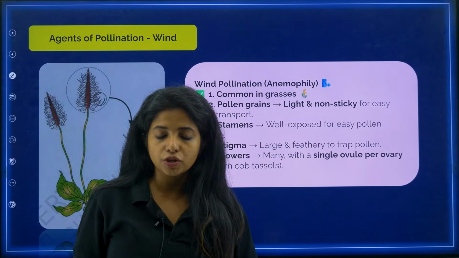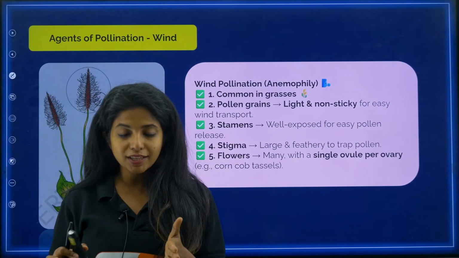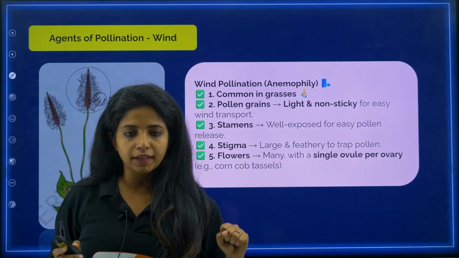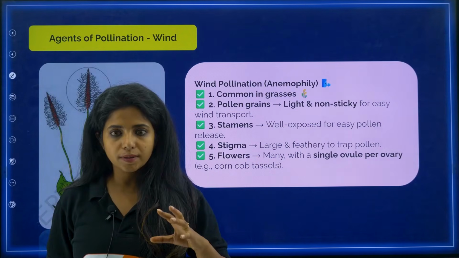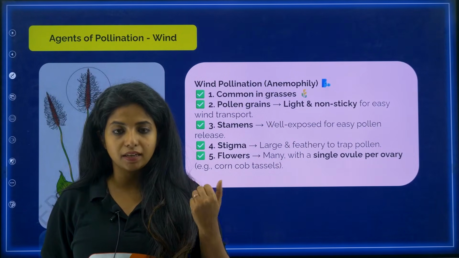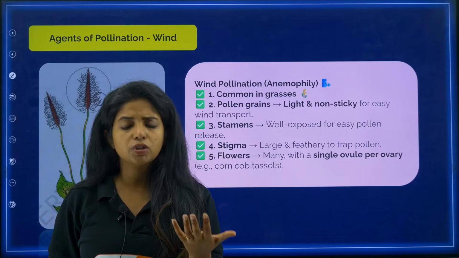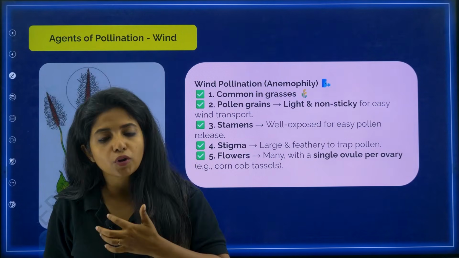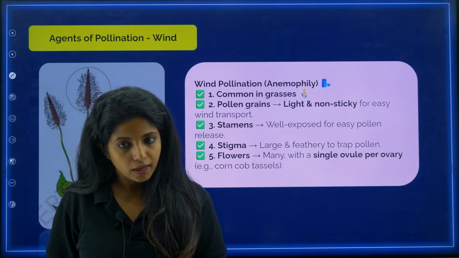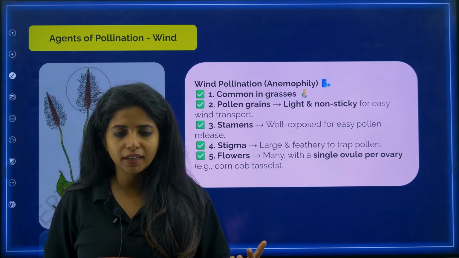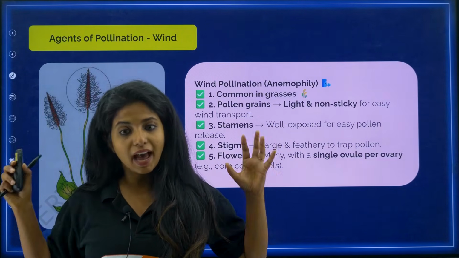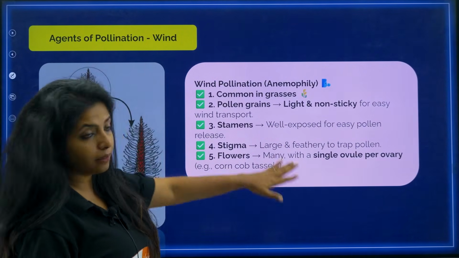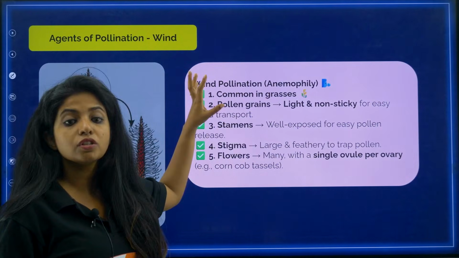First one is wind pollination. Before that, if you categorize agents of pollination, you have biotic and abiotic. Biotic as in the living ones. For example, insects, animals and things like that. Abiotic as in the non-living ones such as wind, water and things. What is more common? Biotic ones are more common because you cannot basically rely on abiotic things, but still abiotic things generally happen as well.